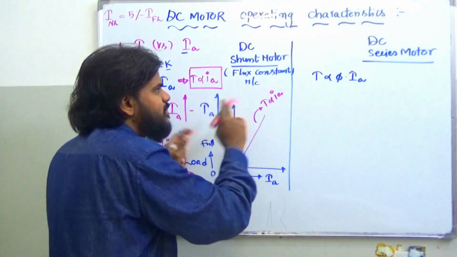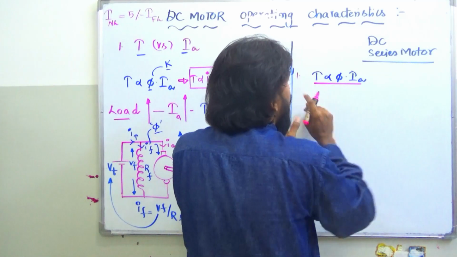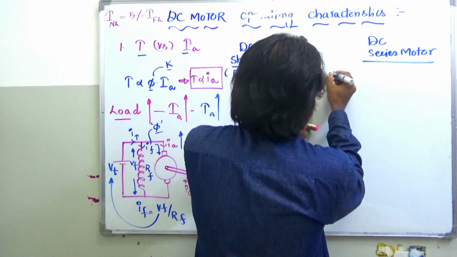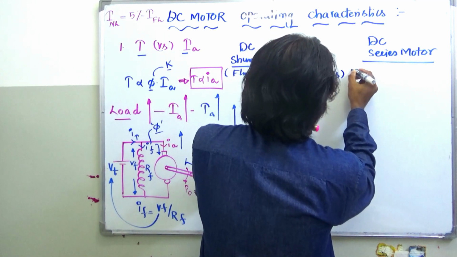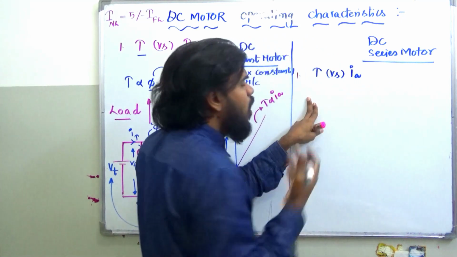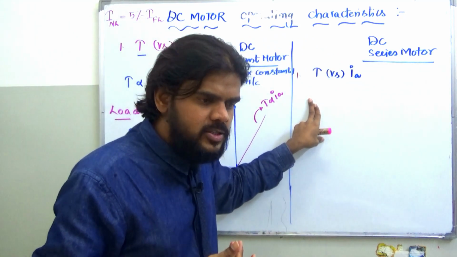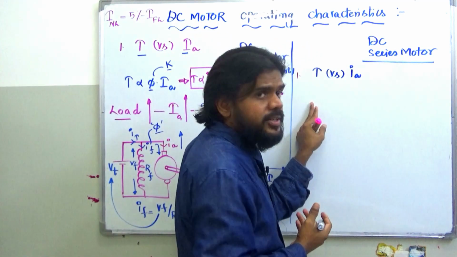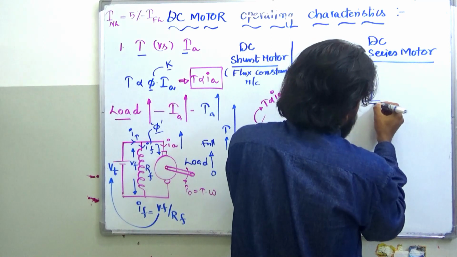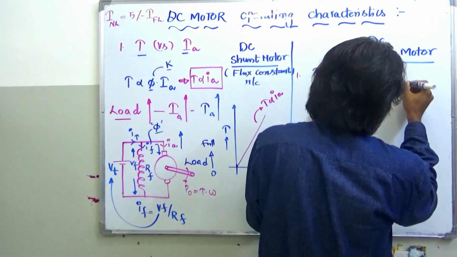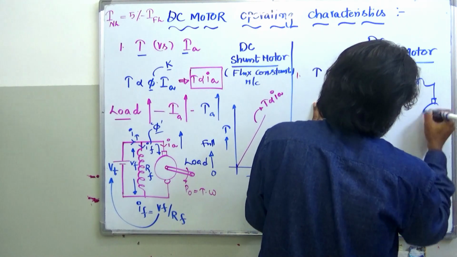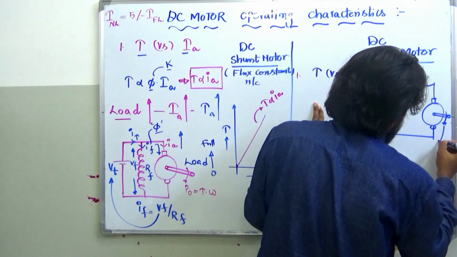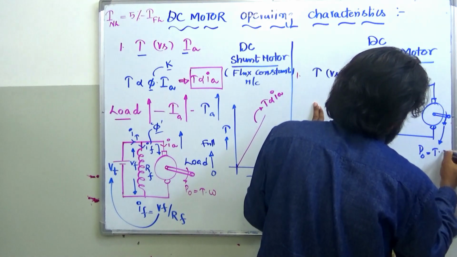Now we'll see the same characteristics, number one, on the series motor. For a series motor, this is the characteristic of torque versus Ia. How this series motor exhibits these characteristics, we're going to see in detail now. Before going further, let me take the equivalent circuit of a DC series motor. Here the output power that comes out of the motor is P0 equals T omega.